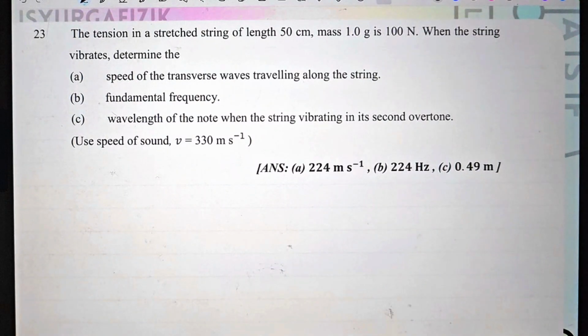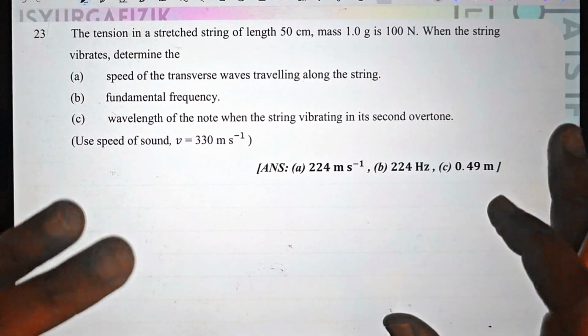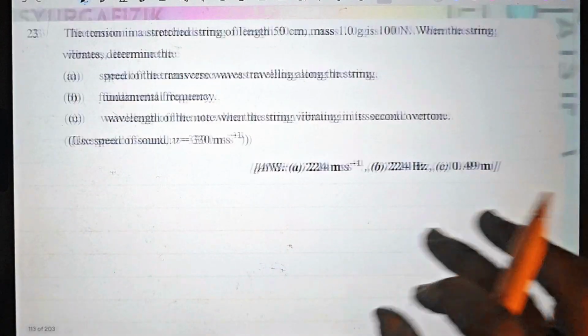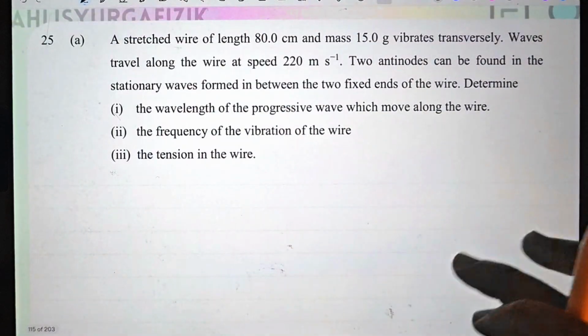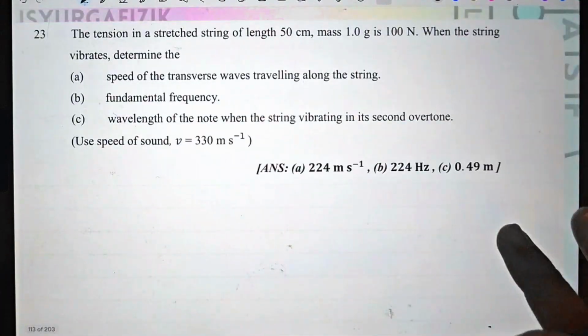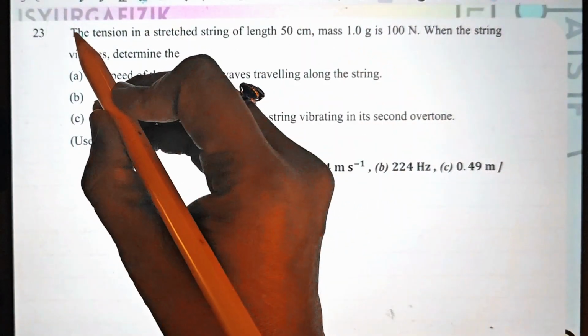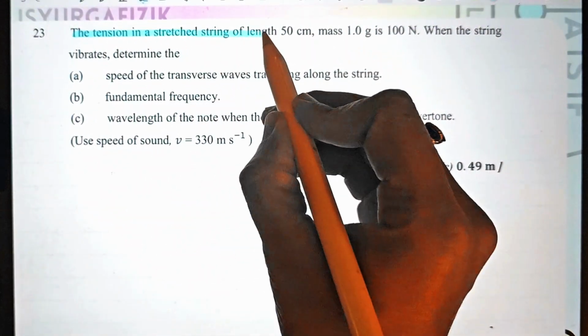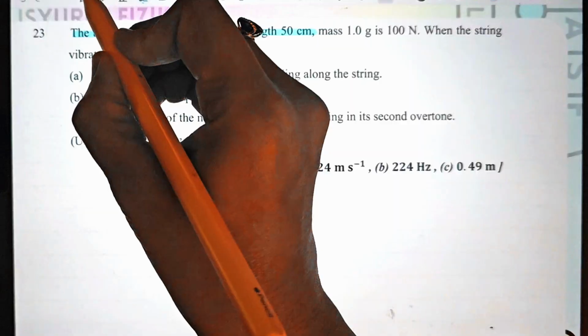Hello everyone, in this video we're going to discuss 4 questions, which are question number 23, 24, 25 and also 26. Now let's go. For this question, the tension in a stretched string is 50 centimeters.